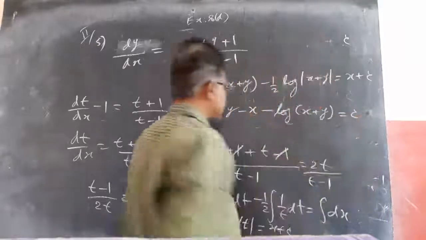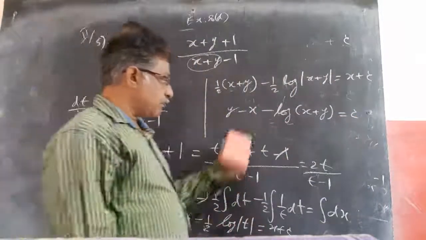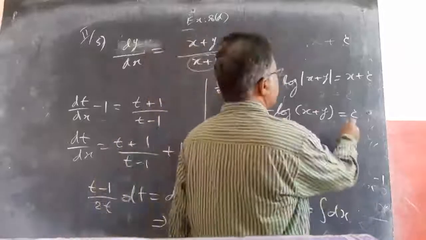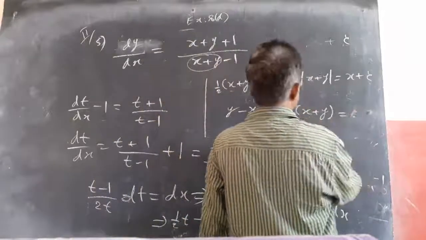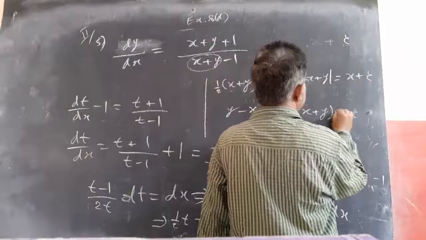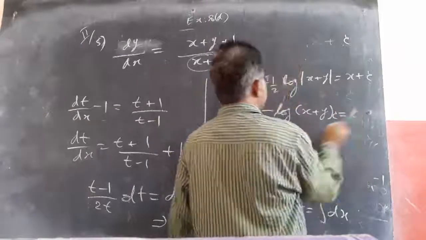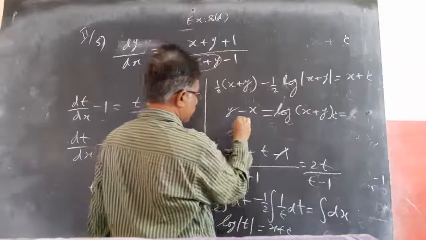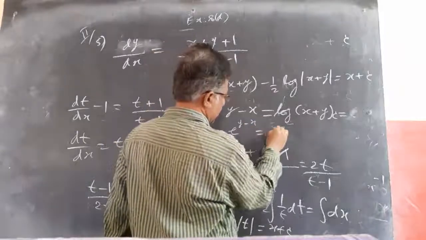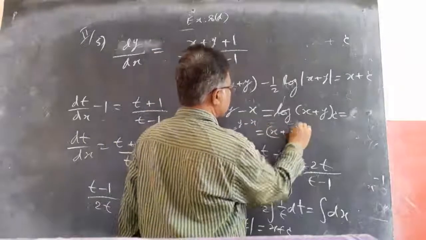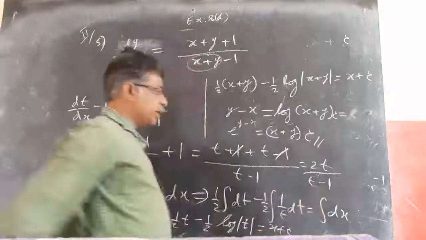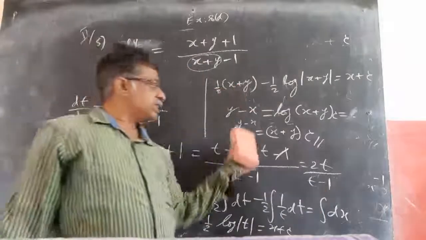Or you can write log c in place of c, and use log of a plus b. You can further simplify this if you want. You can write log c, so that these two is log of (x plus y) into c. Then it becomes e power of (y minus x) equal to (x plus y) into c. No need to simplify till this, you can stop here. Just I am simplifying.